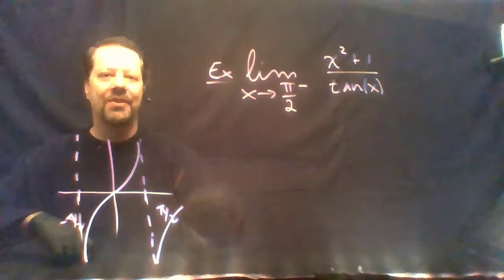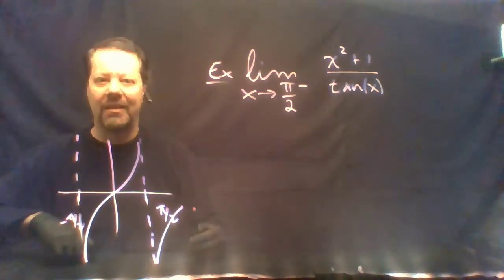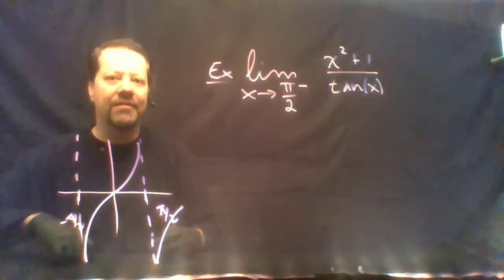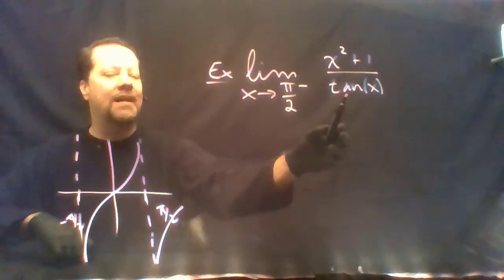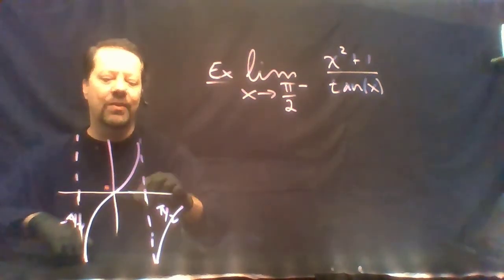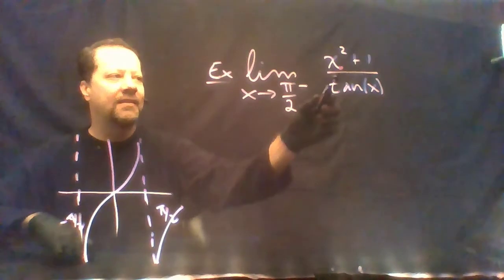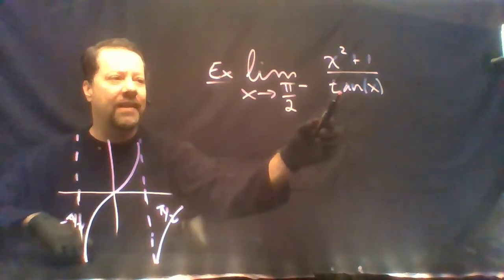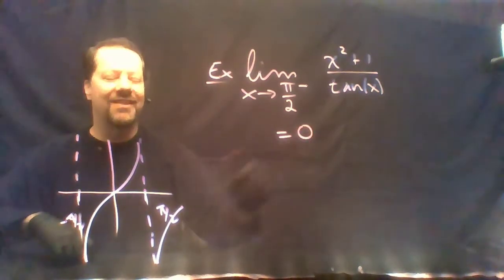Now the top goes to pi squared over 4 plus 1. That's a finite positive number L. The bottom is going to plus infinity, since we're going to pi over 2 from the left. Some finite number divided by plus infinity, the whole thing gets driven to 0.